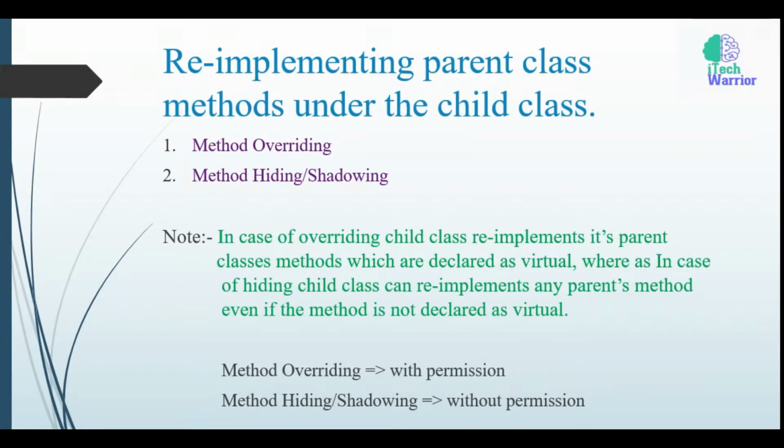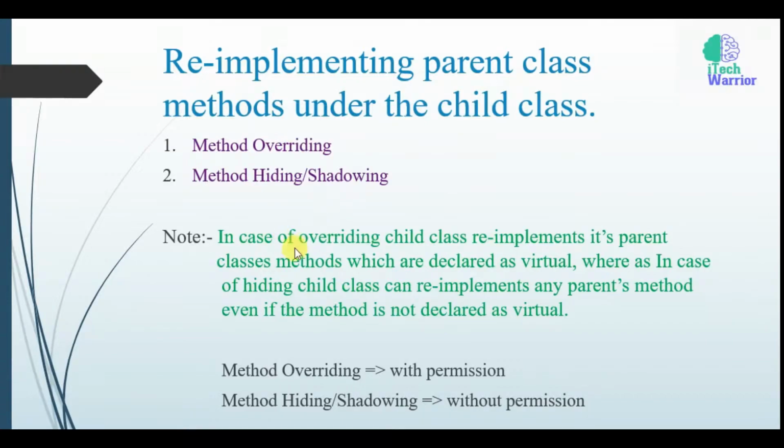In both method overriding and method hiding, we re-implement the parent class's method under the child class, but the main difference is that method overriding is done with permission, and method hiding is done without permission. In method overriding, we re-implement the parent methods under the child class with permission, whereas in method hiding, we re-implement the parent class method under the child class without permission.